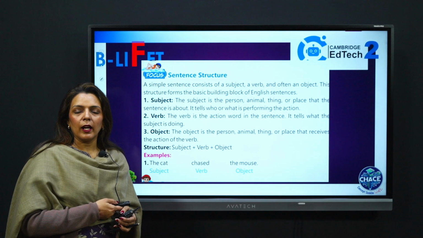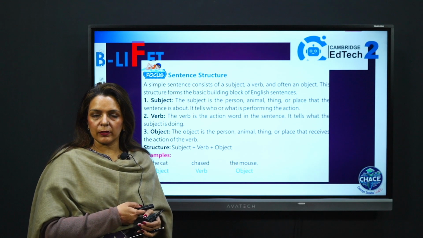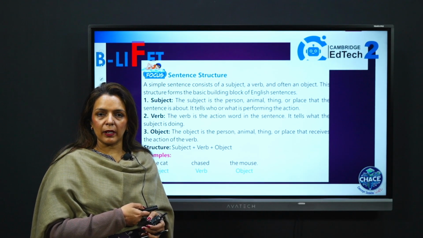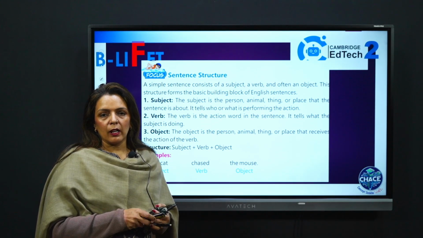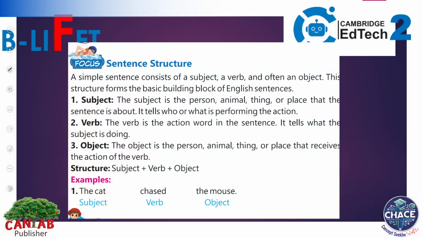Now remember, every sentence has components, and we are going to read the simplest sentence structure today, in which there are three components. What are those? Number one is a subject, which is compulsory. Every sentence should have a subject and a verb and an object. These three parts are important, and all of these three parts join together to make a sentence structure.